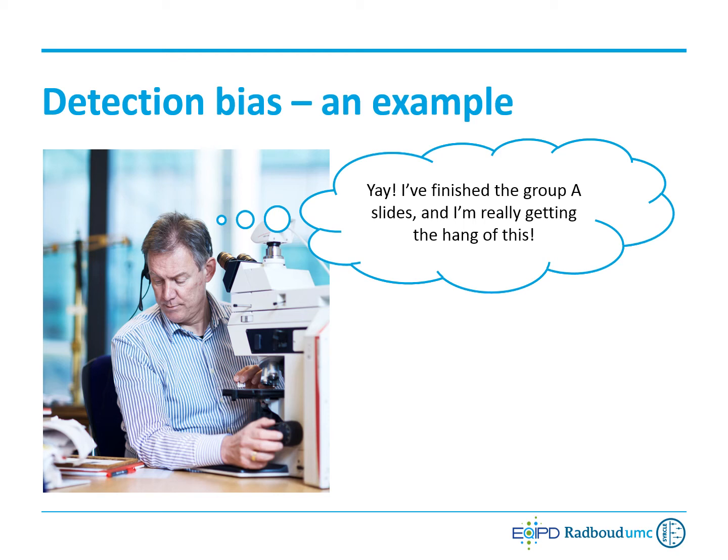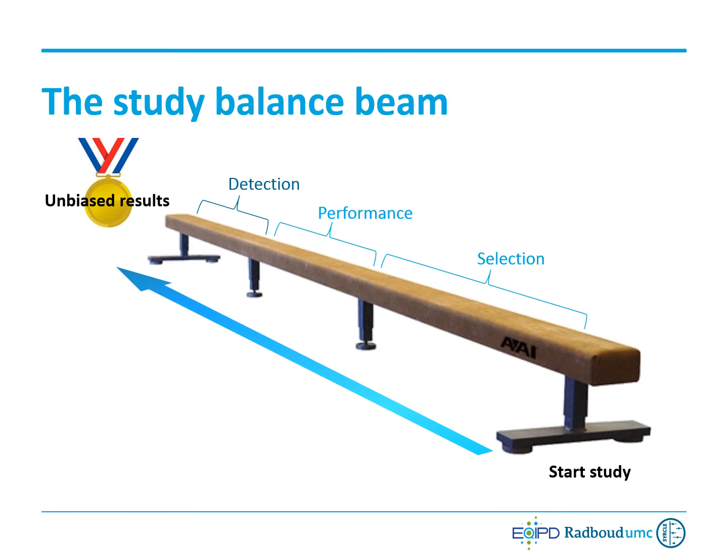Well done! Now let's see how we're doing on our balance beam. We've come a long way from the start of our experiment. Now we have only two more types of bias to avoid. The first one is attrition bias, which can occur throughout the study. Let's have a closer look.